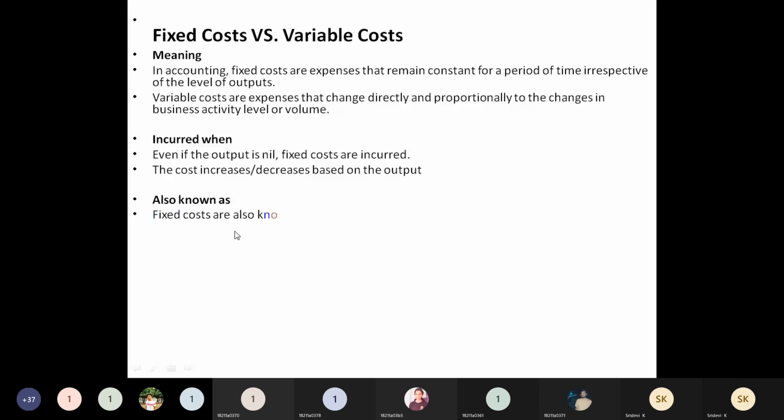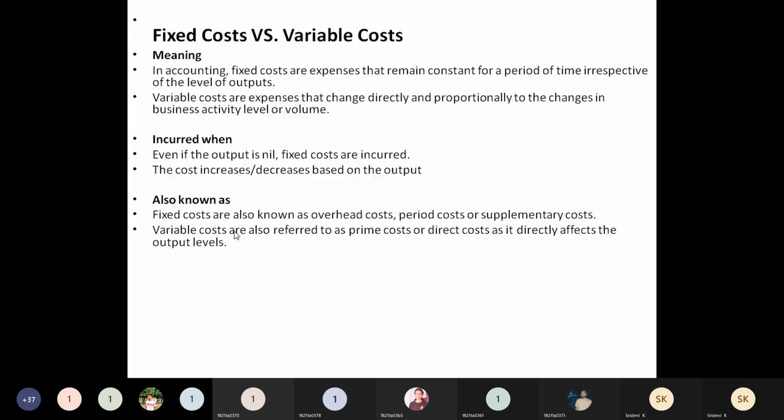Fixed costs are also known as overheads, or you can call them period costs or supplementary costs. So these are the other names of fixed costs. And variable costs are also called prime costs or direct costs, because they are directly related with the output. So direct costs also you can call them.